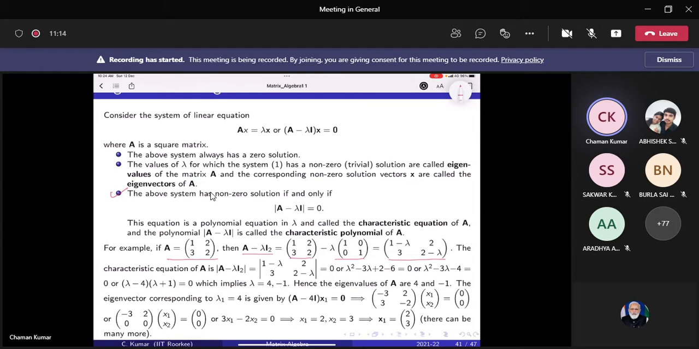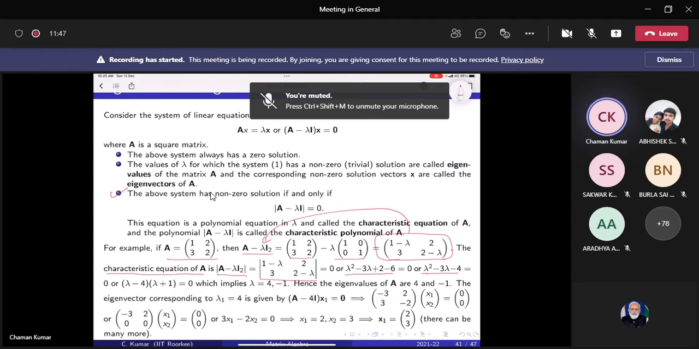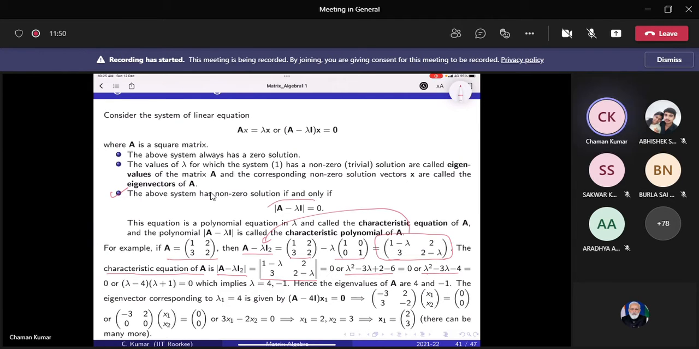The characteristic polynomial or characteristic equation of A is determinant of A minus lambda I2 is equal to 0. So first of all, we find A minus lambda I2. Okay, so we find the determinant of this. The determinant of this matrix is lambda square minus 3 lambda minus 4. From the characteristic equation, this should be equal to 0.